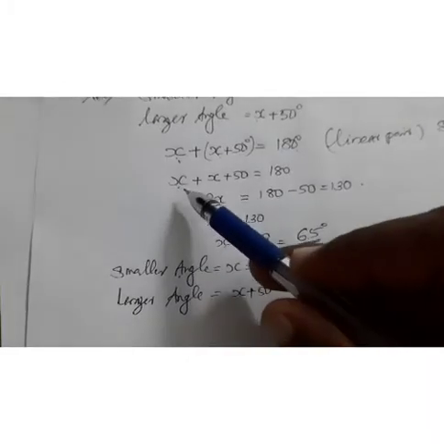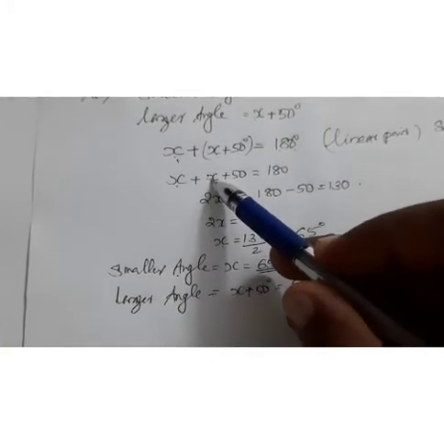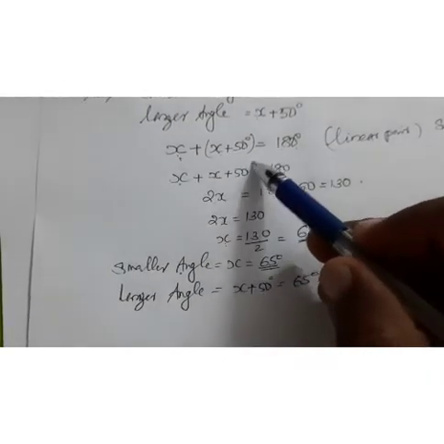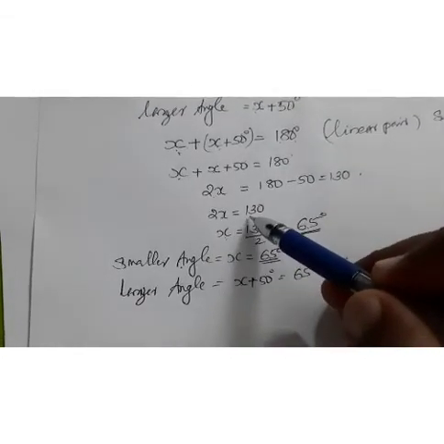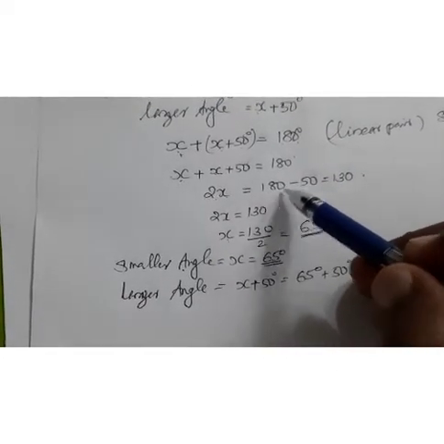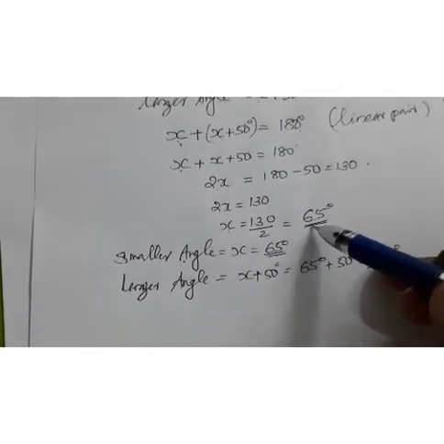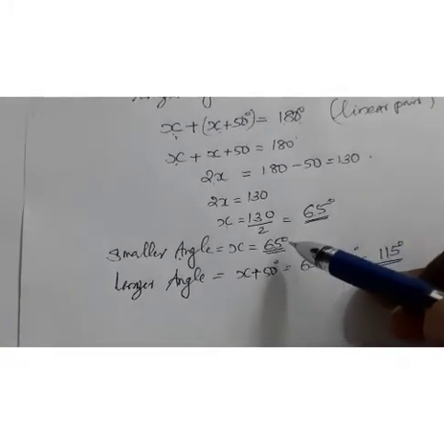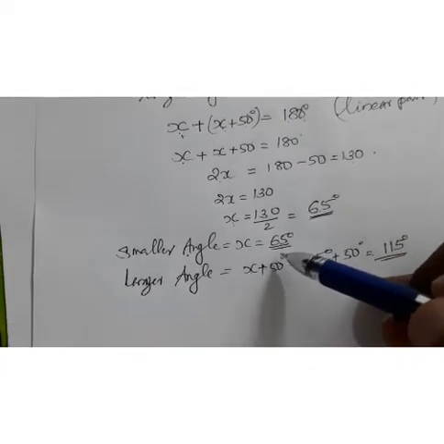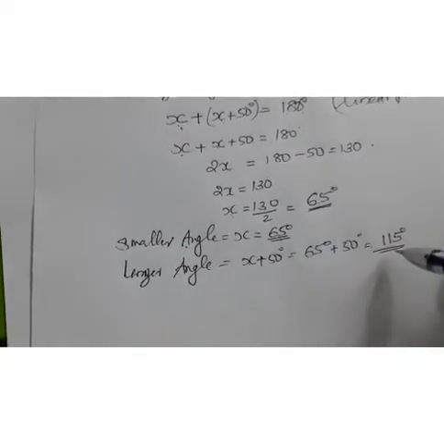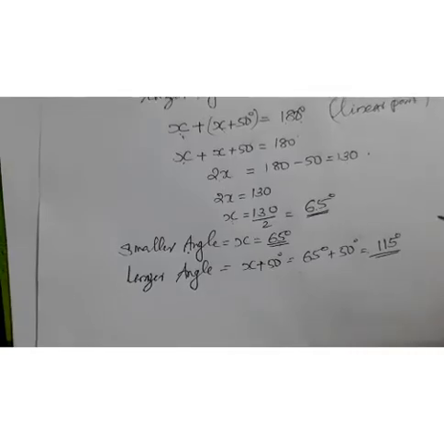Then add the variables. So we get 2x, and 50 will come to this side. So 2x is equal to 130, because 180 minus 50 is 130, and 130 by 2 is 65. The smaller angle is 65, and the larger angle becomes 115.